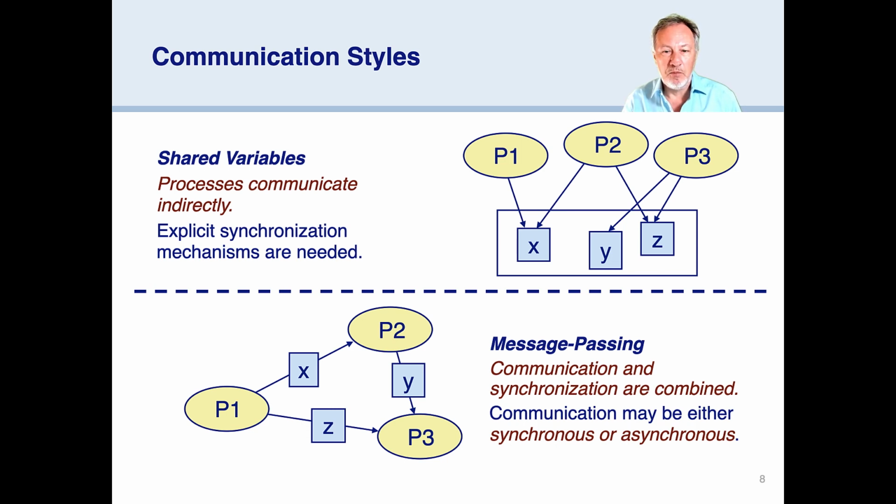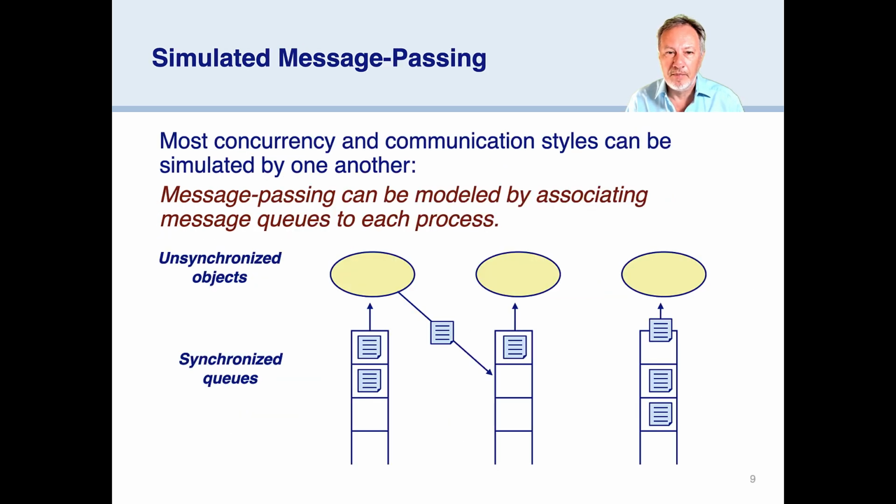A very different approach, or a complementary approach, is one based on message passing. Here we have no shared variables, but instead processes P1, P2, and P3 directly send messages to one another. This communication may be synchronous or asynchronous, it may be buffered, it may have fixed length buffers, or it may be fully uncontrolled. So there are different ways of realizing message passing. These different styles are complementary, but they can also be implemented each in terms of the other.